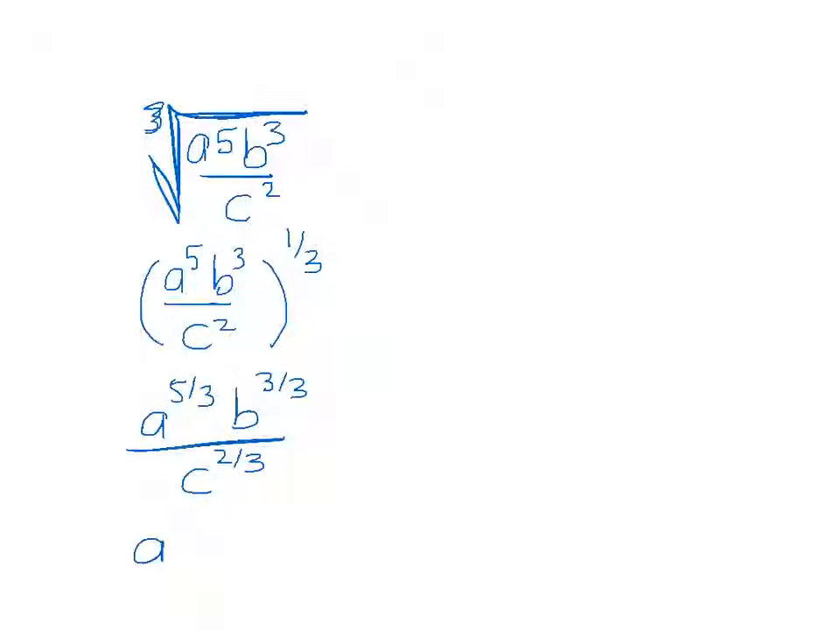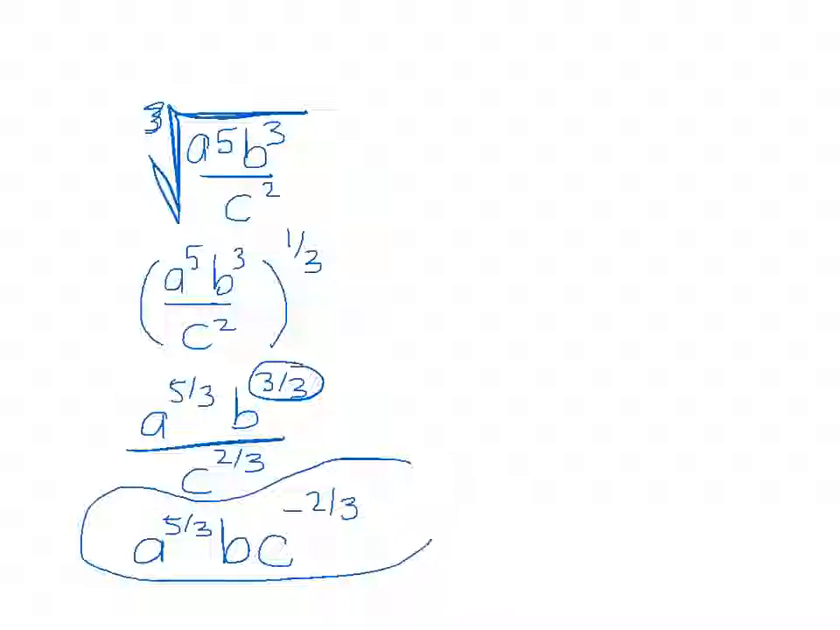I could call this a to the 5/3. This right here, of course, is just a 1, so b to the 1, I don't need to write the 1. And then I could bring the c upstairs by using a negative exponent. So not only have I gotten rid of a radical sign, but I got rid of fractions in my expression. So that's way cool, because you know how much we love fractions.